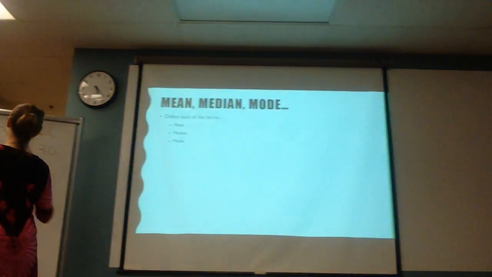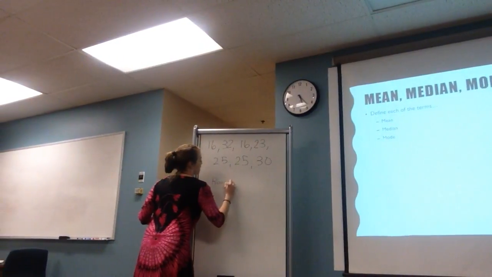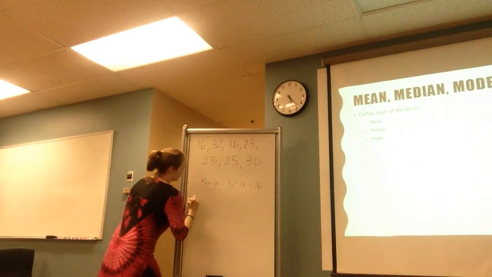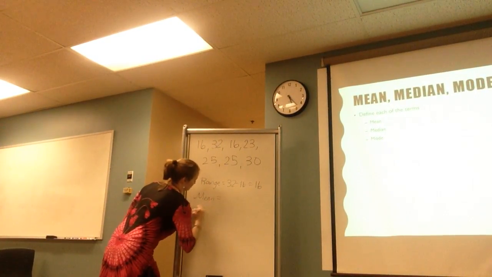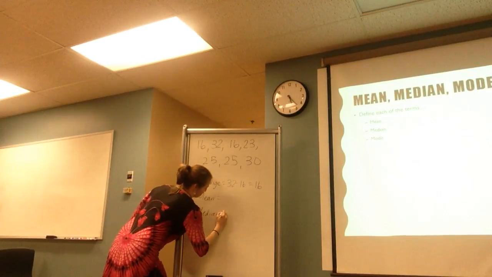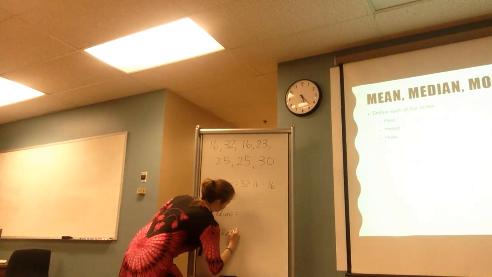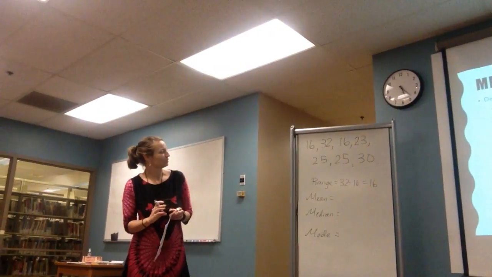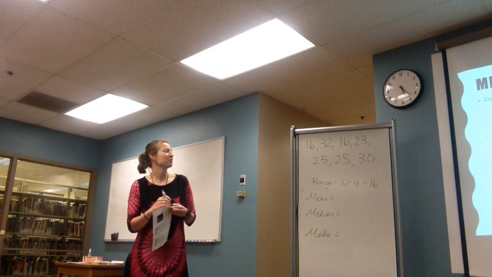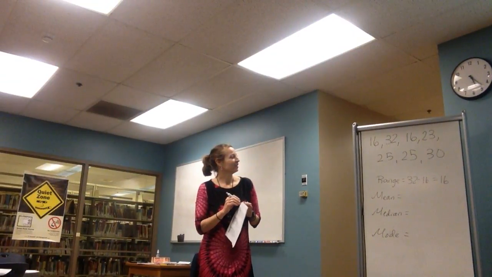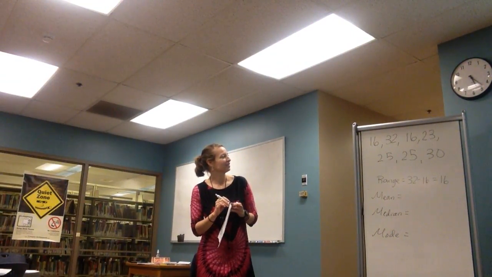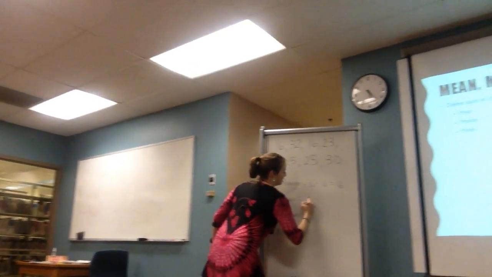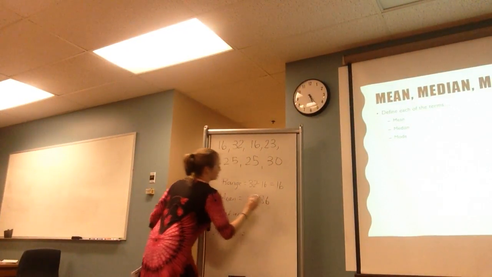Okay, so we already determined that the range was the highest minus the lowest, so 32 minus 16, which was 16. Okay? When you guys found the mean, let me know. Okay, I'm taking your word for it. You guys are going to have to correct me if she's wrong.